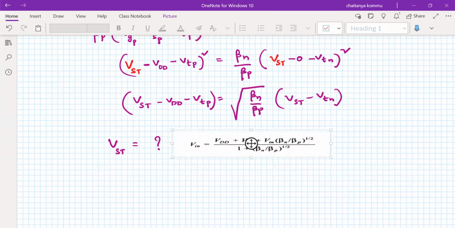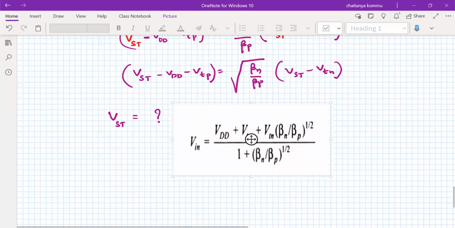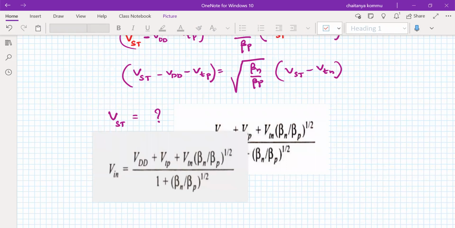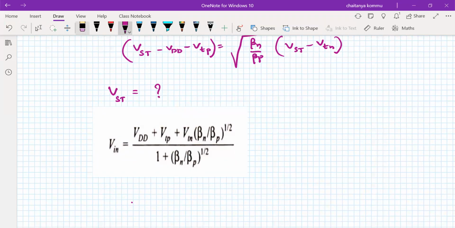So this is what the input is. This is what we can observe. Okay. So this value is VST, the switching threshold or the input voltage. Input voltage or switching threshold, both are the same. It becomes VDD plus VTP plus VTN, beta n divided by beta P, whole square, into this one. So this is what we can derive from that. It's very easy. Nothing else in it.